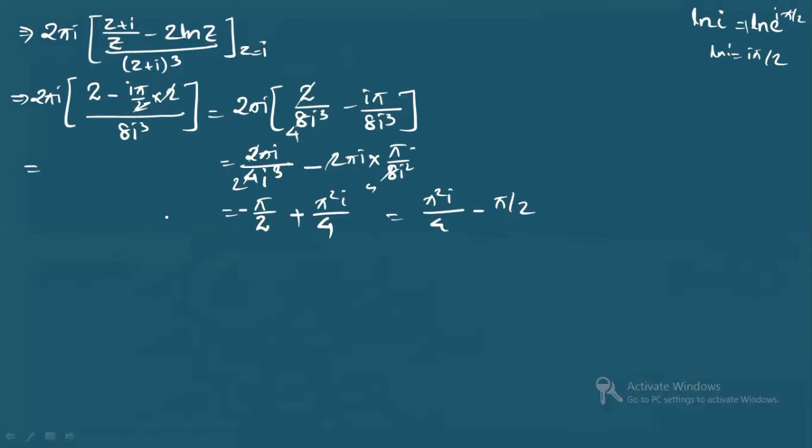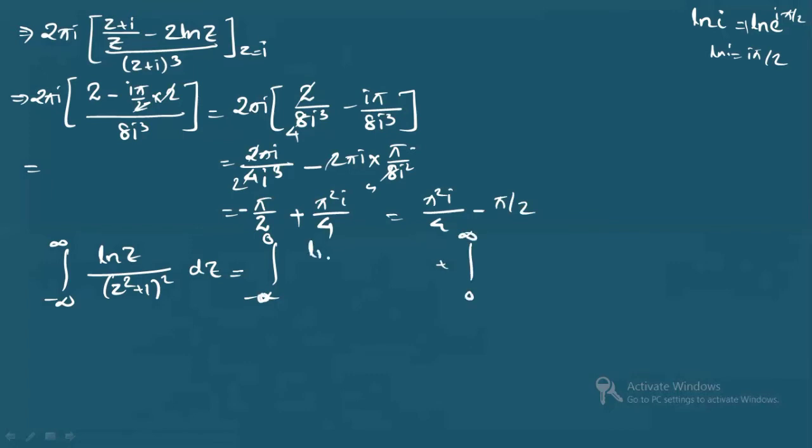Clear? So now what you will do? We will do the next part. Now, for minus infinity to plus infinity we were doing ln z by (z² + 1)² dz. It's neither even nor odd, so how can you write it? You can write it as minus infinity to 0 plus 0 to infinity, yes or no? This is ln z/(z² + 1)² dz, and here you will write ln z/(z² + 1)² dz.